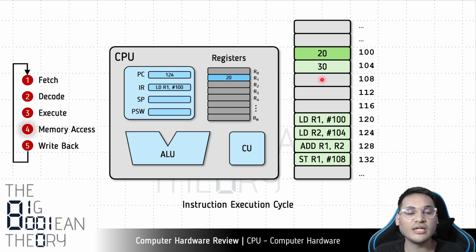Now, in the memory access step, we move the data from the source to the destination. From the 100th memory location, this 20 is moved to the register R1. So this memory access has been done. And finally, no write back is required because we did not combine any two values to produce a new result. No new result was produced, only data movement happened.